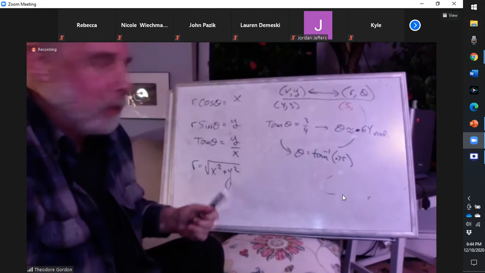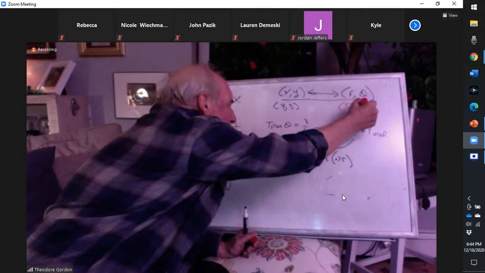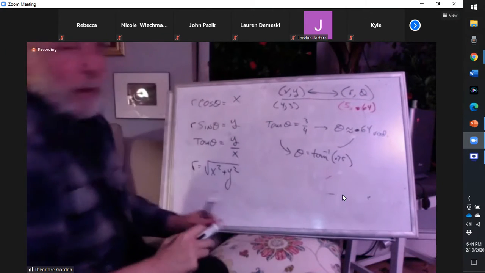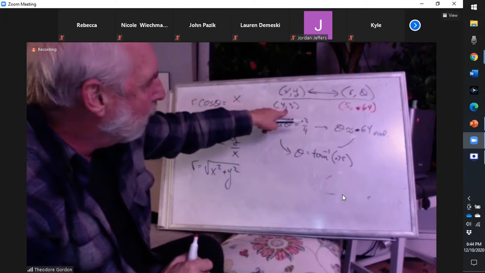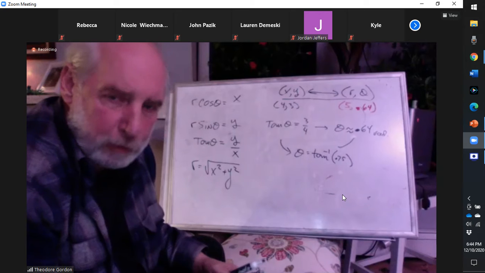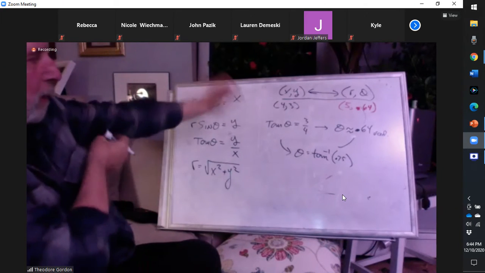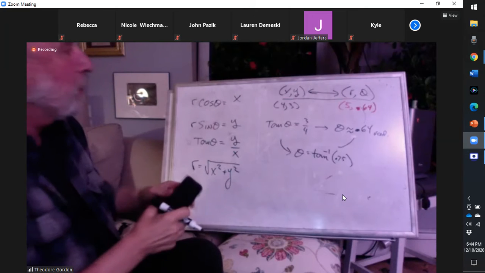So now we know this. We have 0.64, and we have converted that rectangular coordinate to a polar coordinate. They both describe the same spot. So it's just a matter of using these over here. So now let's go the other way.